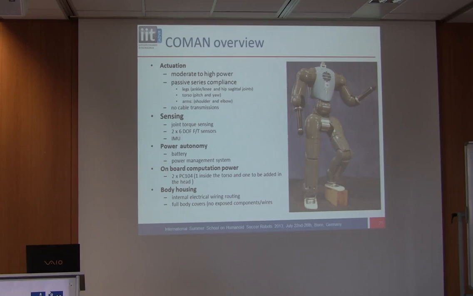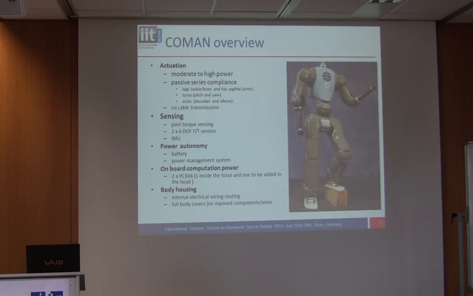So we have the ankle, knee, and hip joints, the pitch joints of the legs, which have series elasticity. The torso pitch, the forward motion, and the yaw rotation of the upper body also have series elasticity. And in the arms, we have the abduction and deflection with series elasticity, and also the elbow joint. And we have an all-cable transmission, as in the original iCub.